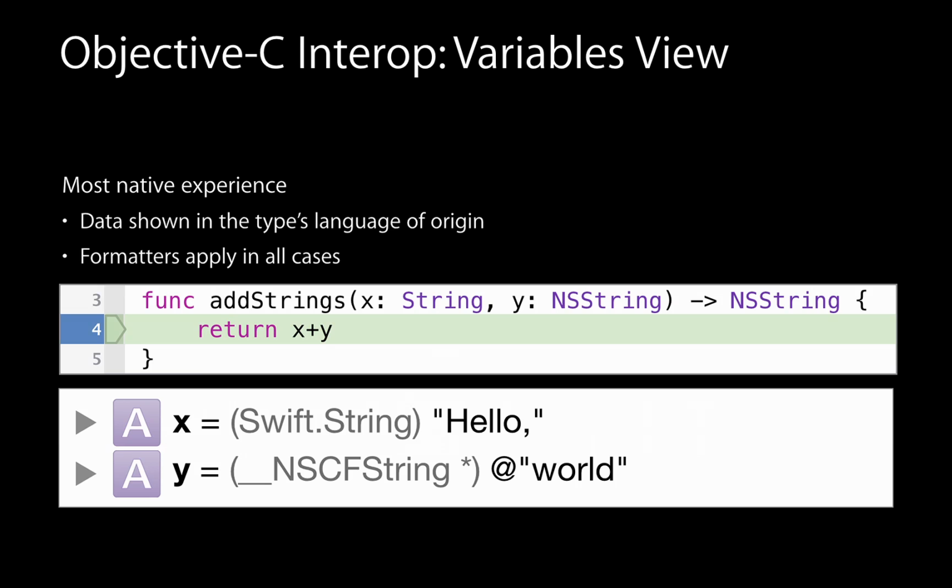The variables view goes by what's called a most native experience. We'll show you data in the language in which the type was first written. In this case, we see a Swift string and an NS string side by side. The Swift string is shown as a Swift string literal, as you would type in Swift source code. The Objective-C string literal is shown as an Objective-C string literal, as you would type that same thing in Objective-C source code. In all cases, data formatters will apply.